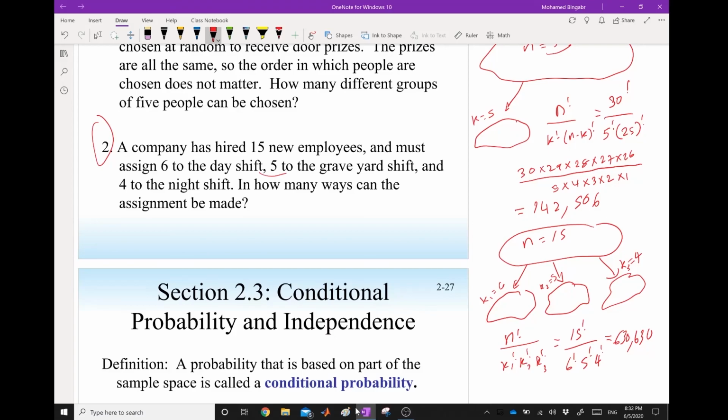630,630. I will stop here, and the next video will be about conditional probability and independence.